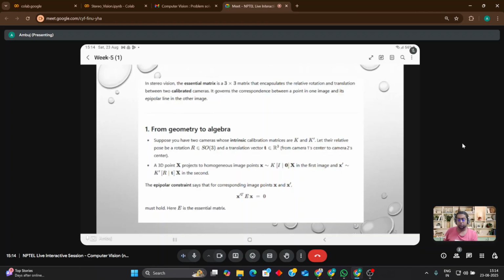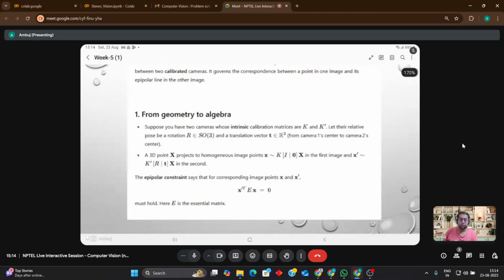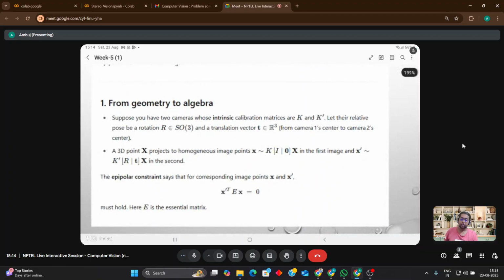From geometry to algebra, suppose you have two intrinsic calibration matrices K and K dash, with relative position given by a rotation R, which belongs to SO(3), and translation vector t, which belongs to R^3. Then a 3D point projects to homogeneous image point x in the first image and x dash in the second, and your epipolar constraint for the corresponding image points, projected from x to x dash, would be x dash transpose E x equal to 0. This relationship must hold, and E is the essential matrix.